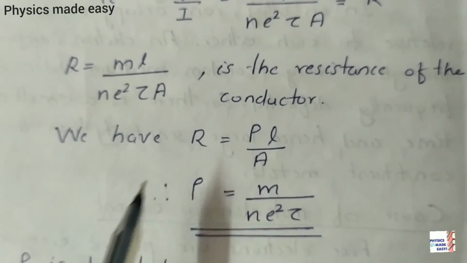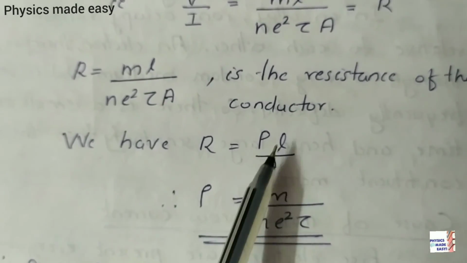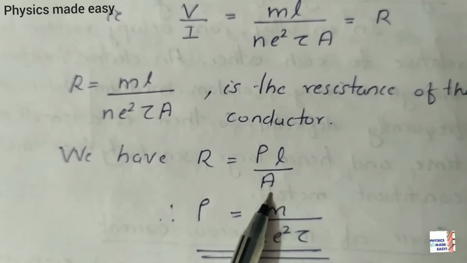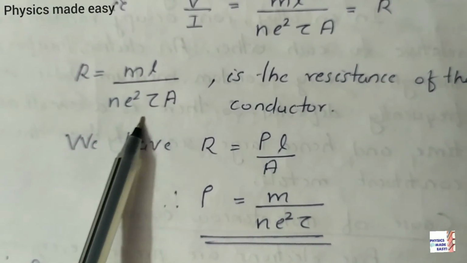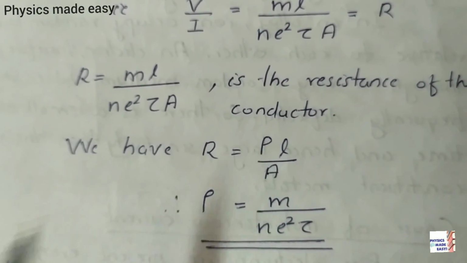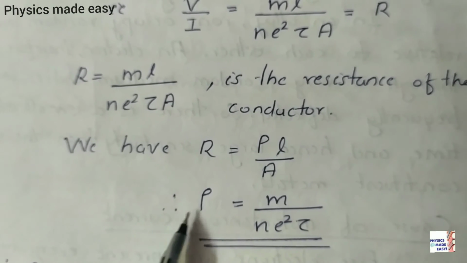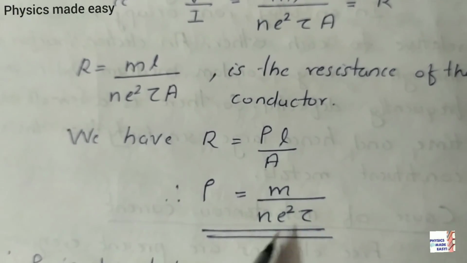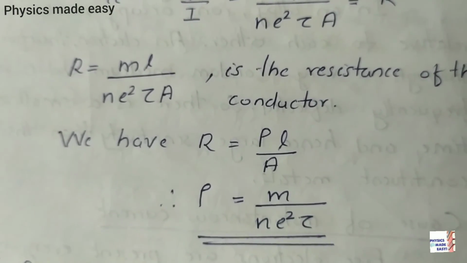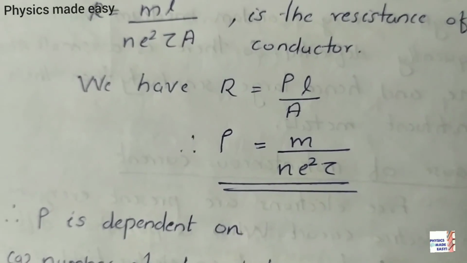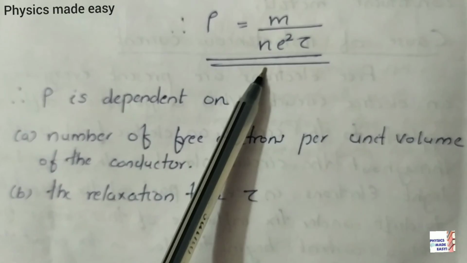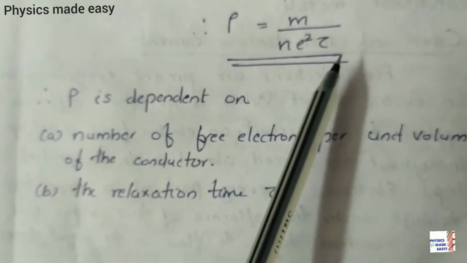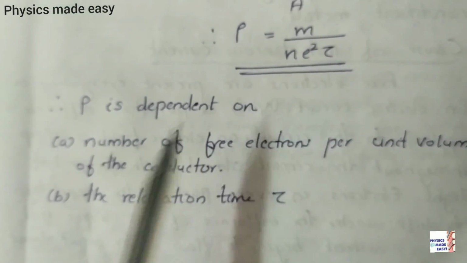Now we have the resistance equation, that is rho L by A. If you compare this rho L by A to mL by Ne square tau A, we can get an equation for rho, that is rho is equal to m by Ne square tau. From this we can say this rho depends on the number of free electrons per unit volume of the conductor and the relaxation time. Thank you.